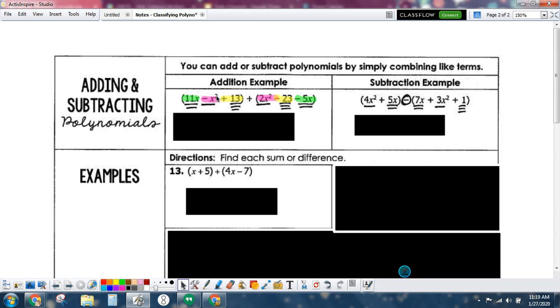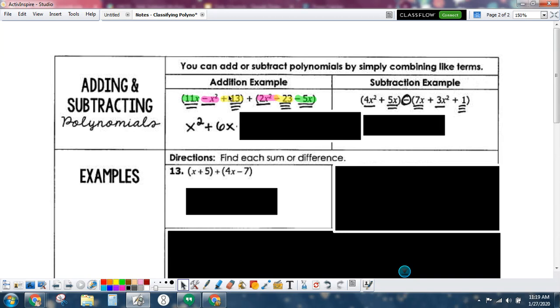So I'm going to focus on my x squared. So I have a negative x squared plus 2x squared, and a negative 1x squared plus 2x squared is just 1x squared. And then I have my x's, so I have 11x minus 5x. They're both green. 11 minus 5 is 6. And then I have 13 minus 23, and that's a negative 10. And that's my final answer.